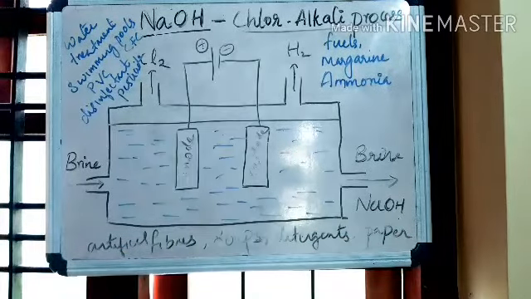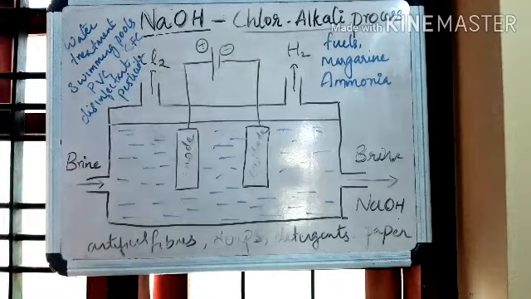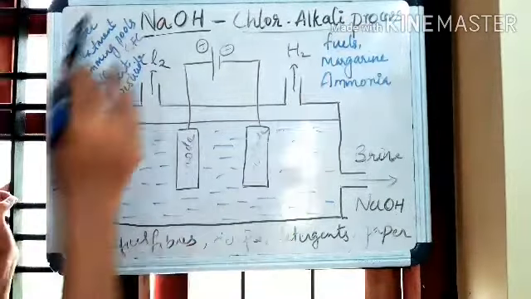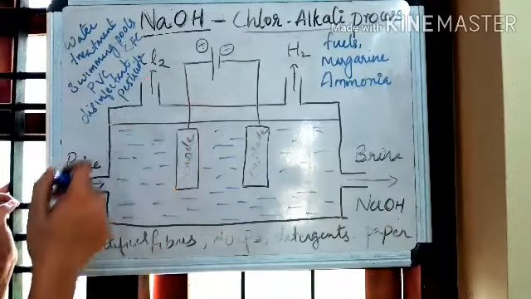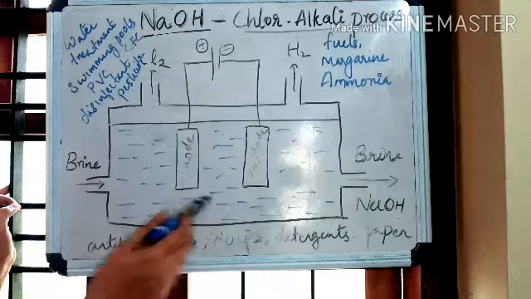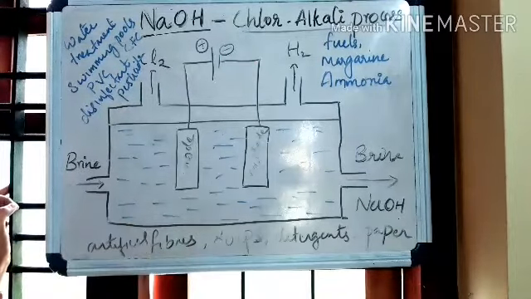NaOH is a base as well as an alkali. What was an alkali? An alkali is a water soluble base. So sodium hydroxide is an alkali and chlorine is also produced over here. Since an alkali is produced and chlorine is also produced, we call that process the chloralkali process. So when electricity is passed through brine solution, chlorine, hydrogen and sodium hydroxide will be produced.